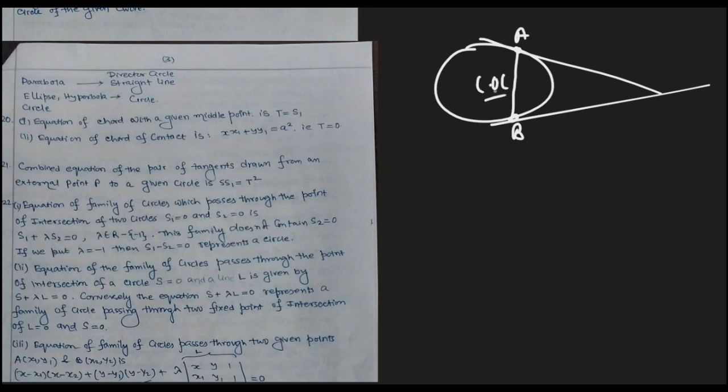So when we draw the two tangents from the outside point, the points where they touch are the points of contact. If you join them, you get one chord, which is known as the chord of contact. The equation of the chord of contact is T equal to 0, only T equal to 0, the equation of the tangent equal to 0.